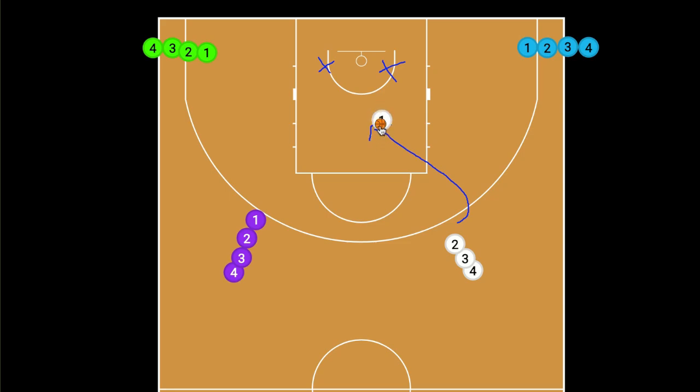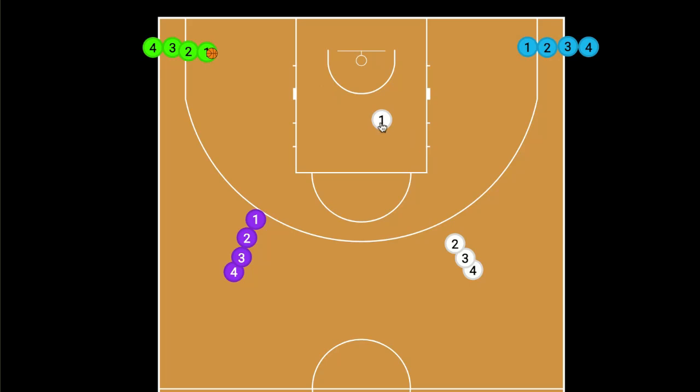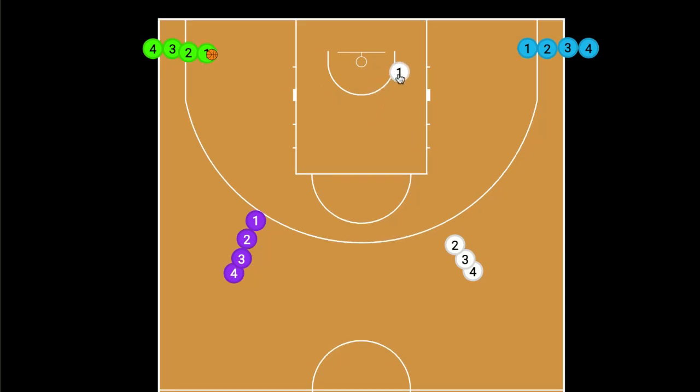So what we're going to have number 1 do when they get that paint touch is they're going to kick the ball out to the green line over here. Okay, so when number 1 kicks the ball out to the green line, they're then going to fill a spot right here. So what we're mimicking right now is, okay, now what does number 1 do? They need to go fill another spot. So number 1 in the blue line is going to come up here and fill another spot.